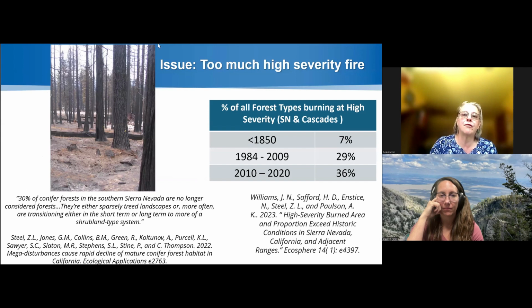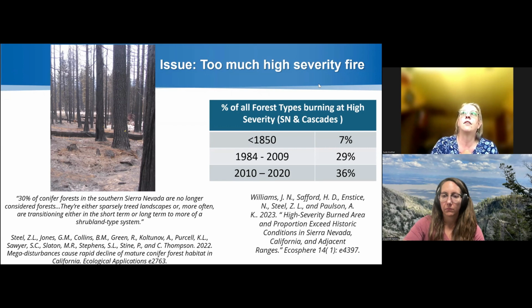Okay, so just to frame the issue a little bit, as we all probably know, there's too much high severity fire happening, especially here in the Sierra Nevada. I'm in the Central Sierra, and we've had research recently showing us the increase in high severity fire from before settlement and the gold rush, about 7% of the landscape, up to 2020, about 36% of the landscape, and that's not really counting the big season of 2021.